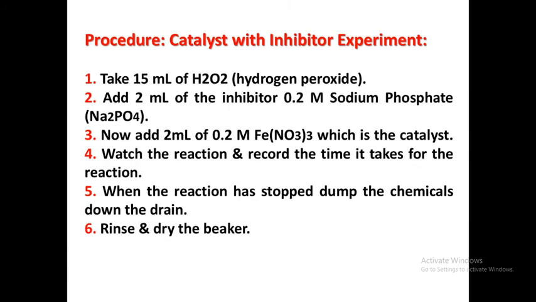The next procedure is the catalyst with inhibitor. Take 15 ml of hydrogen peroxide, add 2 ml of the inhibitor, 0.2 molar sodium phosphate, and then add 2 ml of the catalyst, iron nitrate. Then start the timer and record the time for the reaction decomposition.